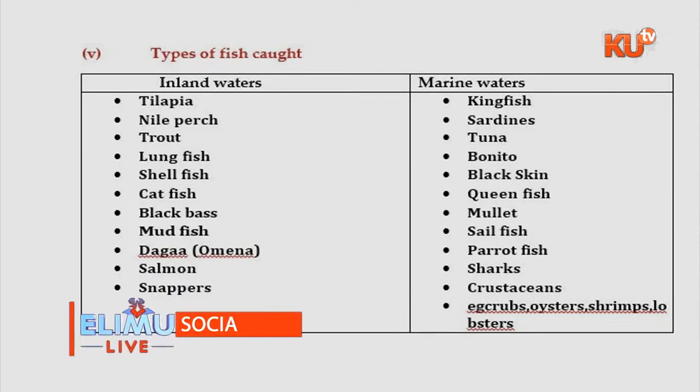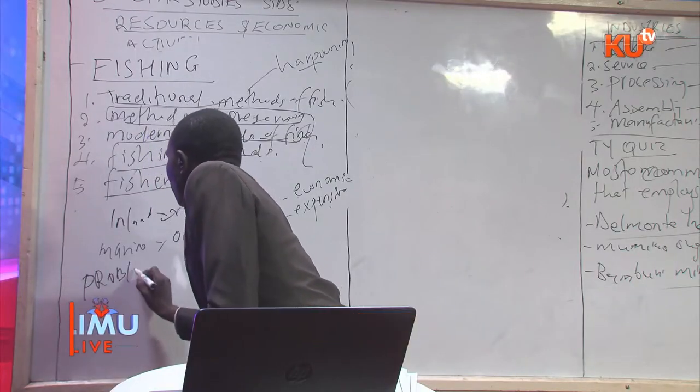Marine, we have kingfish, sardines, tuna, bonito, black skin. We have queenfish, mullet, sailfish, parrot. We have crabs, oysters, shrimps, and also lobsters. Then still on fishing, candidates should know the problem facing fishing.